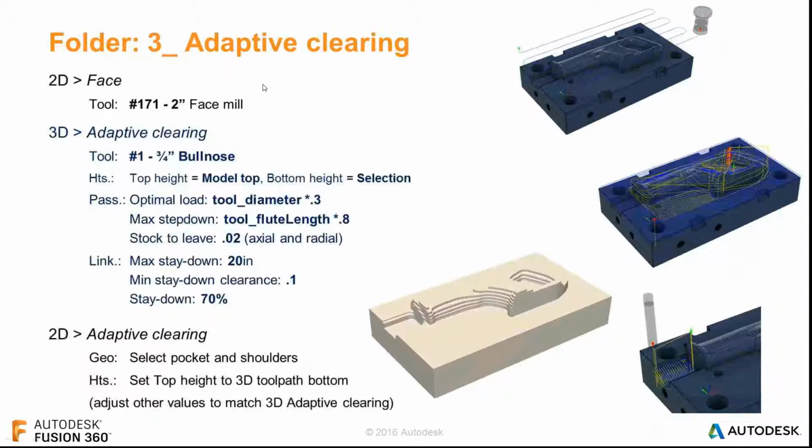So what we're going to do, using this adaptive clearing, we're going to do a quick 2D face operation to skim the top. Then we're going to look at some 3D adaptive clearing for this surface around the model, but not the little pocket at the end. And then we're going to look at doing some 2D adaptive clearing for this section here.